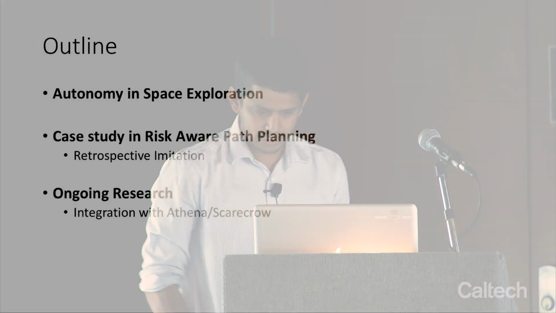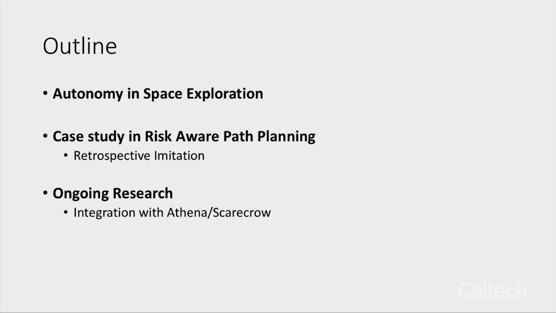So the overall outline of my talk is the history and the future of autonomy in space exploration. I'm also going to talk about a case study in risk-aware path planning, more in particular retrospective imitation, which is one of our studies, and I'm also going to talk about some ongoing research for rover navigation that uses retrospective imitation.